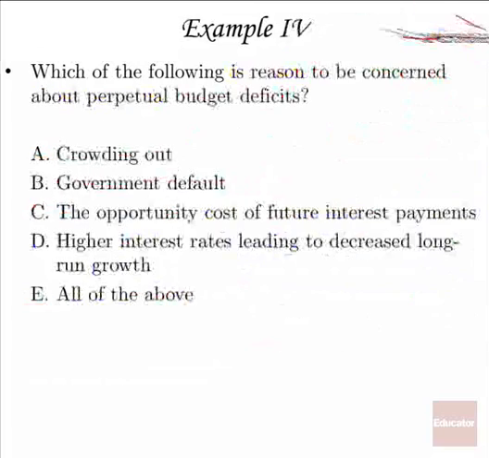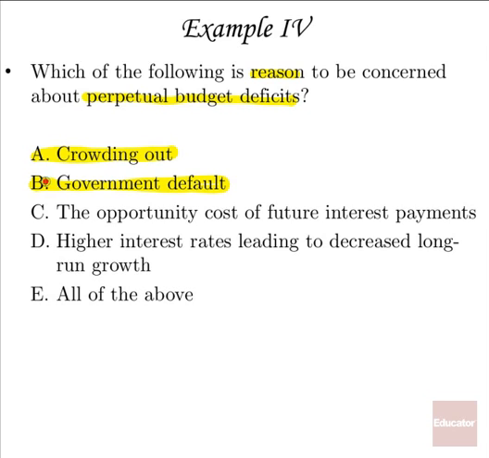And the final example here. Which of the following reasons is reason to be concerned about perpetual budget deficits? So let's take a look at some of these reasons and see, why might the outcomes of these budget deficits be cause for concern? The crowding out effect, absolutely, that is definitely a reason to be concerned. Government defaults. Absolutely. That's going to be something that is an issue. Happened in Argentina in 2001. Hasn't happened yet in the United States. Let's keep our fingers crossed.